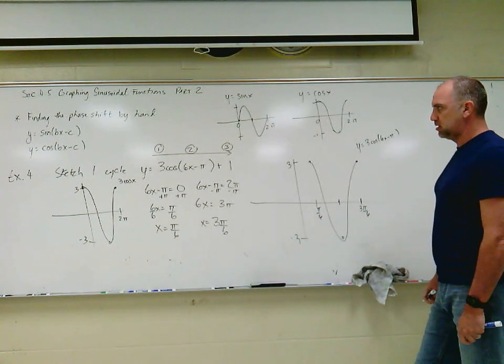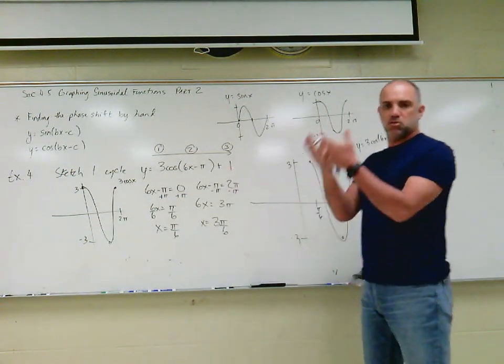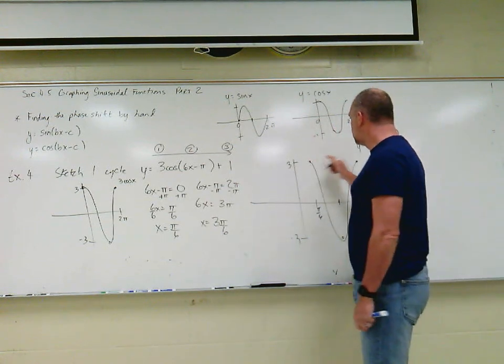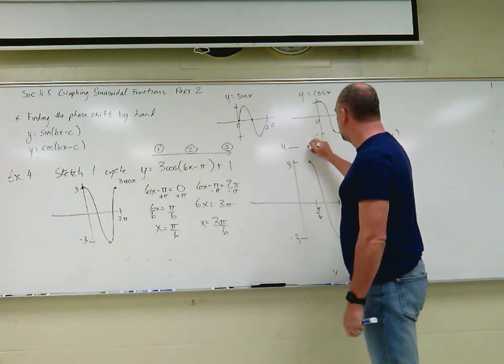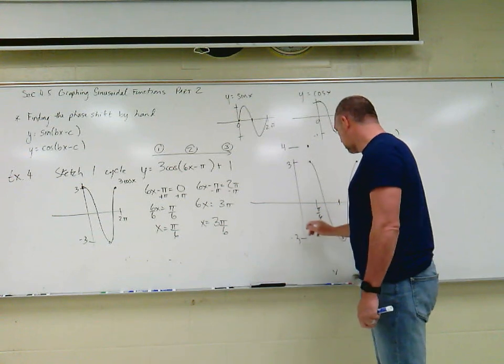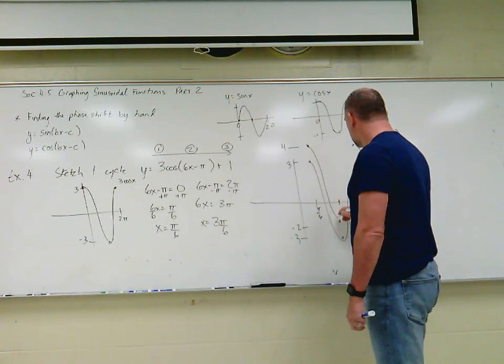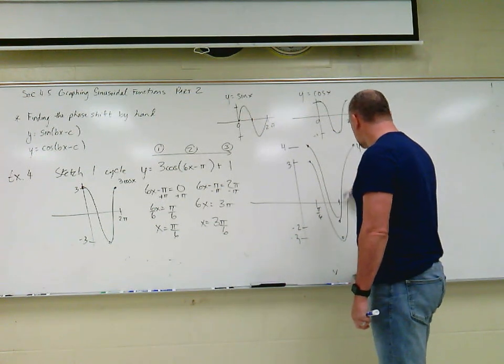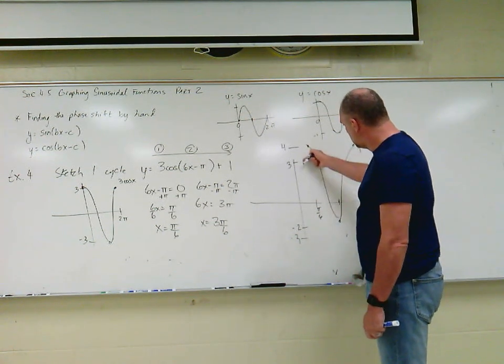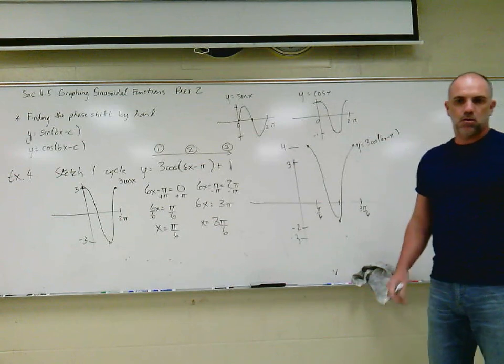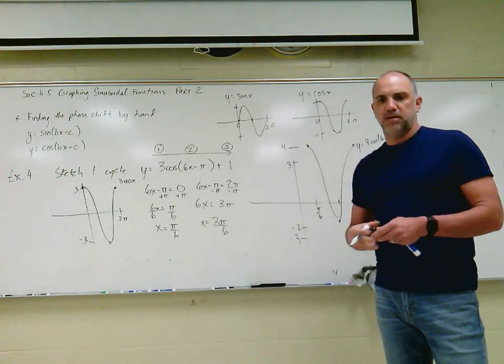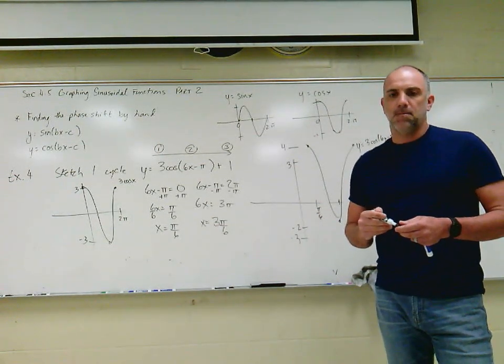All right, what's the last thing? Plus 1. So I just have to move everything up 1. These two dots will move up to 4. This dot here will move up to negative 2. And there's my final picture. Unfortunately, you're not doing your work on a whiteboard. You can erase it, but there it is.